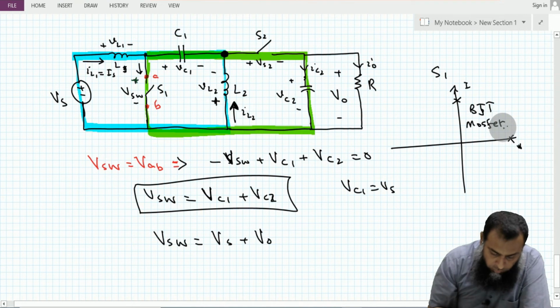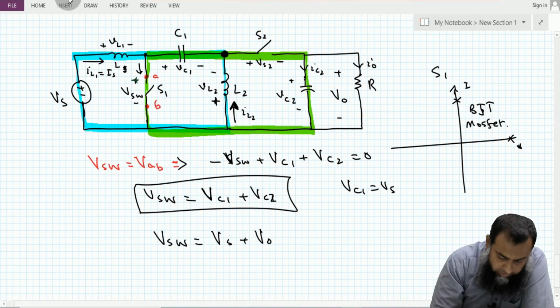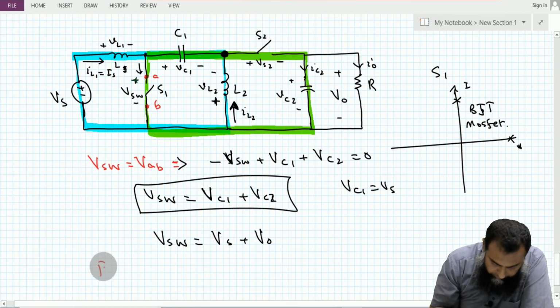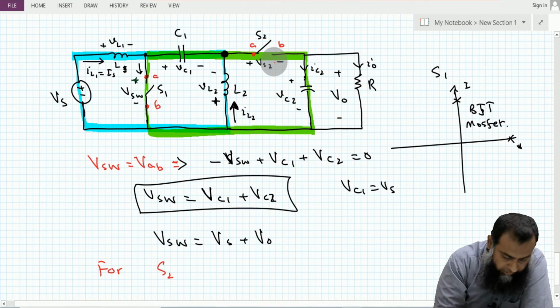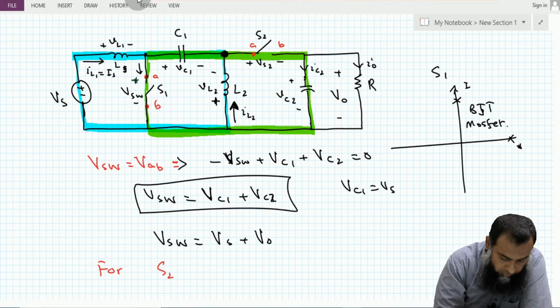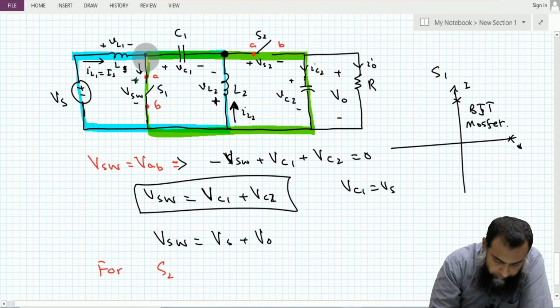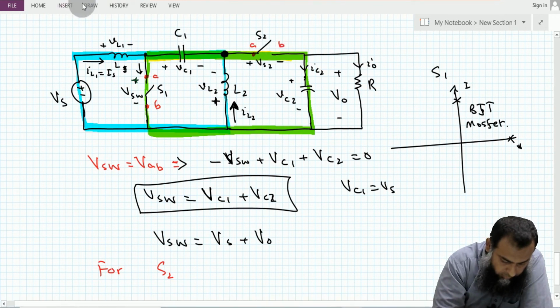For this switch S2, if we have this switch turned off, let us say this is A and this is B. So let us apply Kirchhoff's voltage law on this loop.